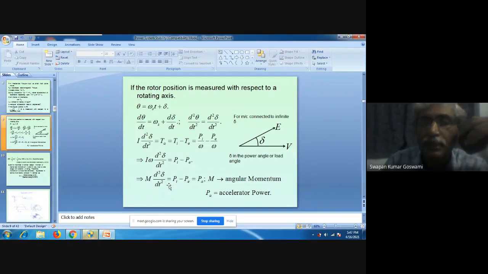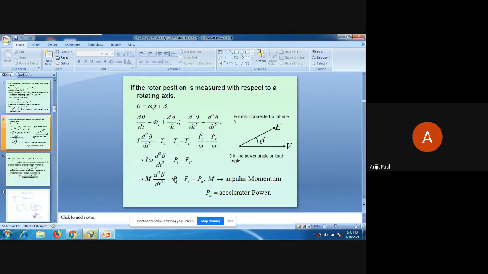This is the equation representing the dynamics of the rotor of the synchronous machine, and it is popularly known as the swing equation of the synchronous machine, because the same expression is valid for a synchronous motor as well. If you want to analyze the stability problem of a synchronous motor, then this equation will also be applicable. So this is what we have derived here. Is it clear? Yes, sir.